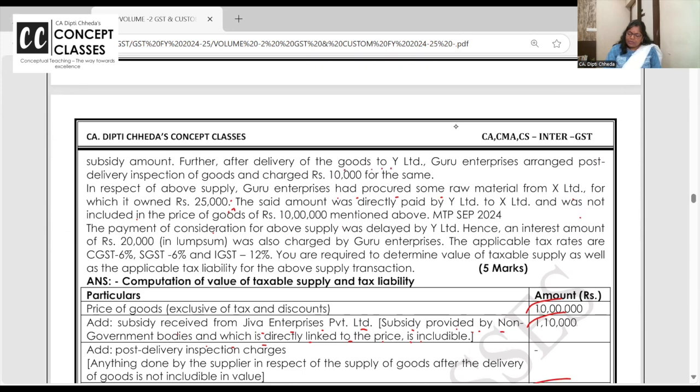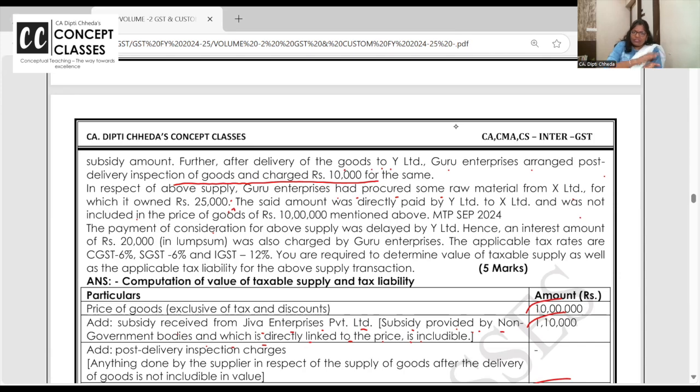After delivery of the goods to Y Limited, Guru Enterprise arranged post delivery inspection of the goods. Till you get delivery at the place of the buyer, whatever incidental expenses are incurred, add. But after giving delivery, I arranged for post delivery inspection and other charges. That's not to be added in the transaction value.